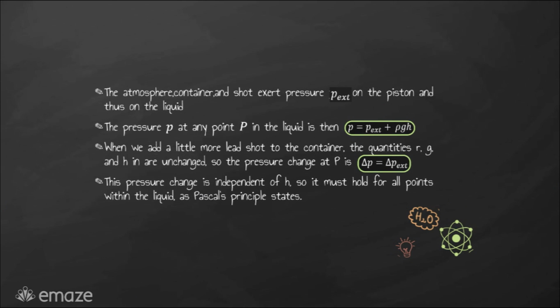According to the image, the atmosphere, container, and lead shot exert pressure, which can be written as Pext, on the piston and thus on the liquid. The pressure at any point P in the liquid is then P equal to Pext plus rho gh. When we add a little more lead shot to the container, the quantities rho, g, and h are unchanged. So the pressure change at P is delta P equal to delta Pext. Based on the formula that applies, this pressure change is independent of h, so it must hold for all points within the liquid, as Pascal's principle states.